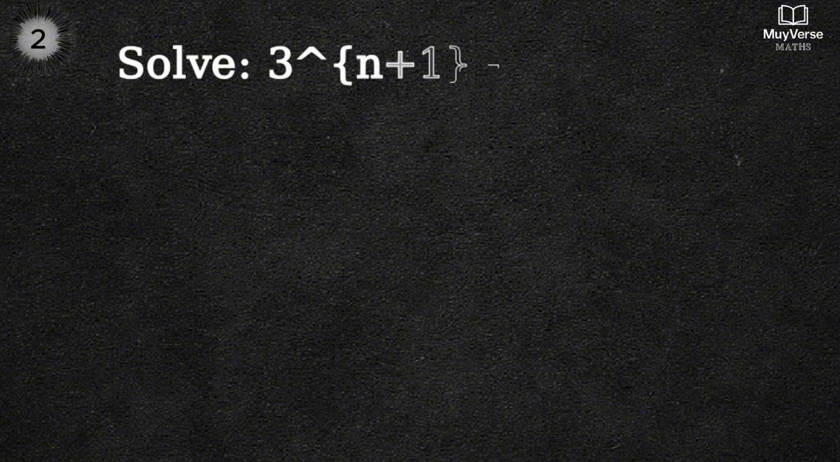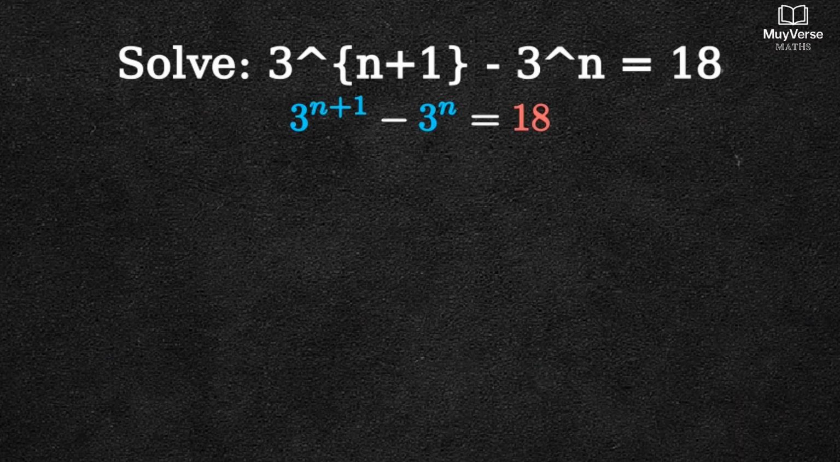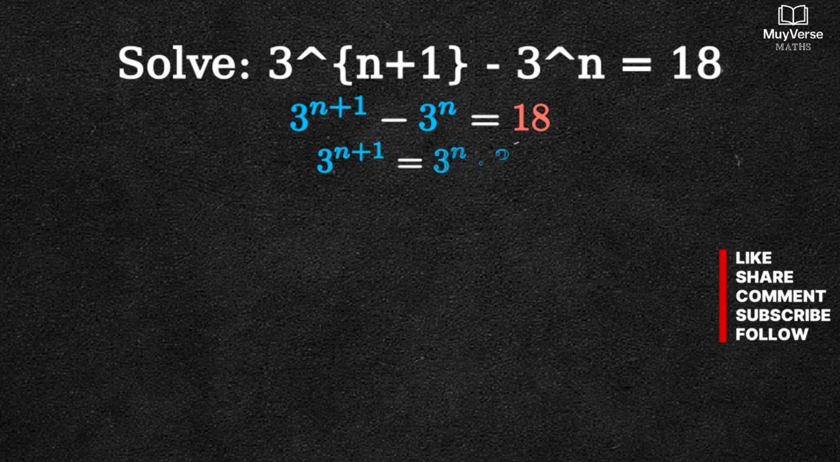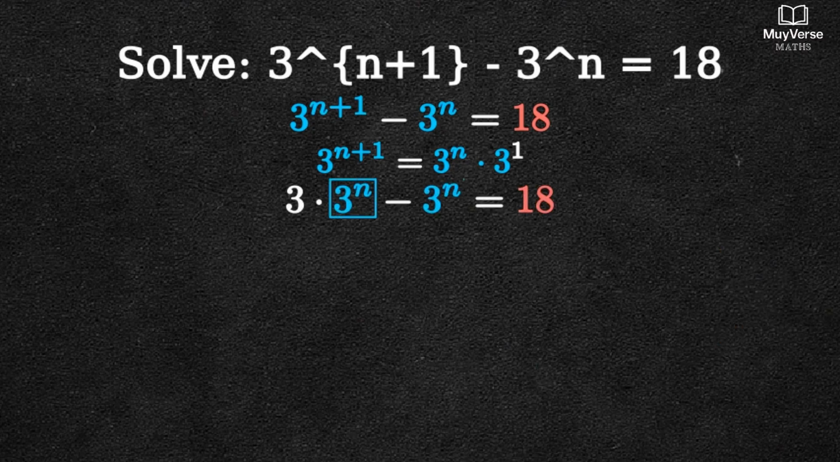We will solve the exponential equation step by step, with every move clear and precisely timed. The equation is 3 to the power of n plus 1 minus 3 to the power of n equals 18. Step 1. Use the exponent rule. A to the m plus k equals a to the m times a to the k. So, 3 to the n plus 1 becomes 3 to the n times 3 to the 1. Substituting that into the equation gives 3 times 3 to the n minus 3 to the n equals 18.